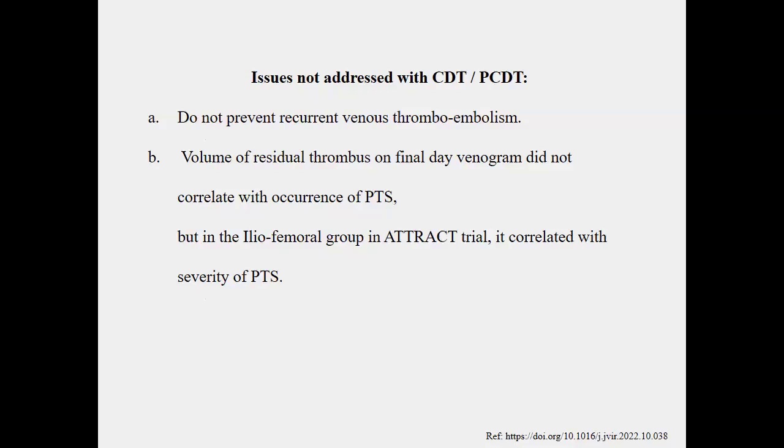They do not prevent recurrent venous thromboembolism. And after a successful thrombolysis or thrombectomy, or a combination of both, the volume of residual thrombus burden inside the vein on the final day venogram did not correlate with the occurrence of post-thrombotic syndrome. However, in the ATTRACT trial, in the iliofemoral subset of patients, they significantly reduced the severity. The grading of post-thrombotic syndrome was significantly less. However, the occurrence was the same.